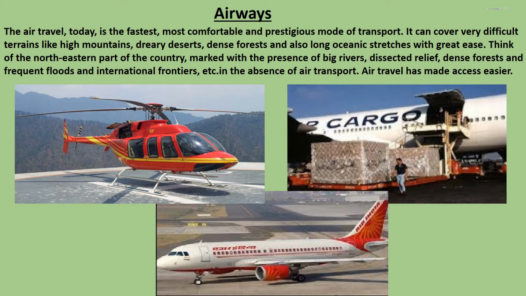Airways. Air travel today is the fastest, most comfortable and prestigious mode of transport. It can cover very difficult terrains like high mountains, dreary deserts, dense forests and also long oceanic stretches with great ease. Think of the northeastern part of the country marked with the presence of big rivers, dissected relief, dense forest and frequent floods and international frontiers, etc. In the absence of air transport, air travel has made access easier. In the given figure, here are some images of air transport vehicles.